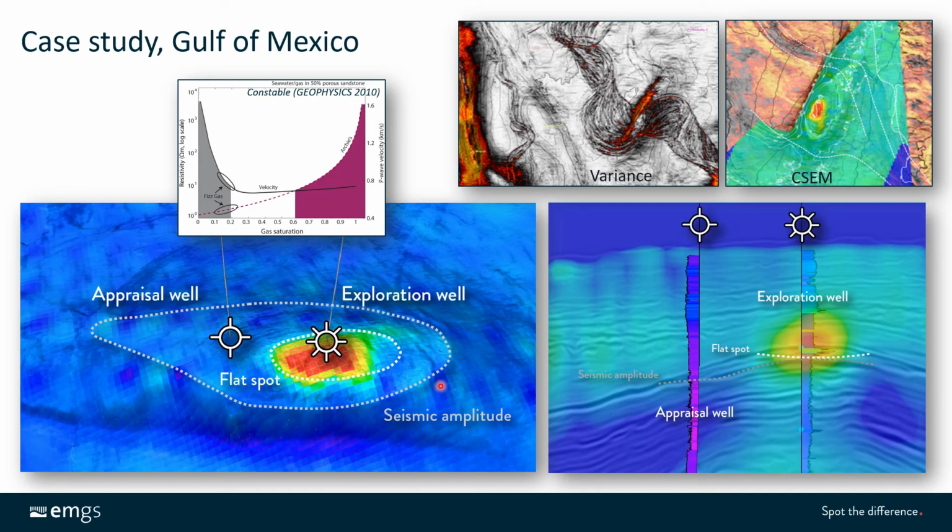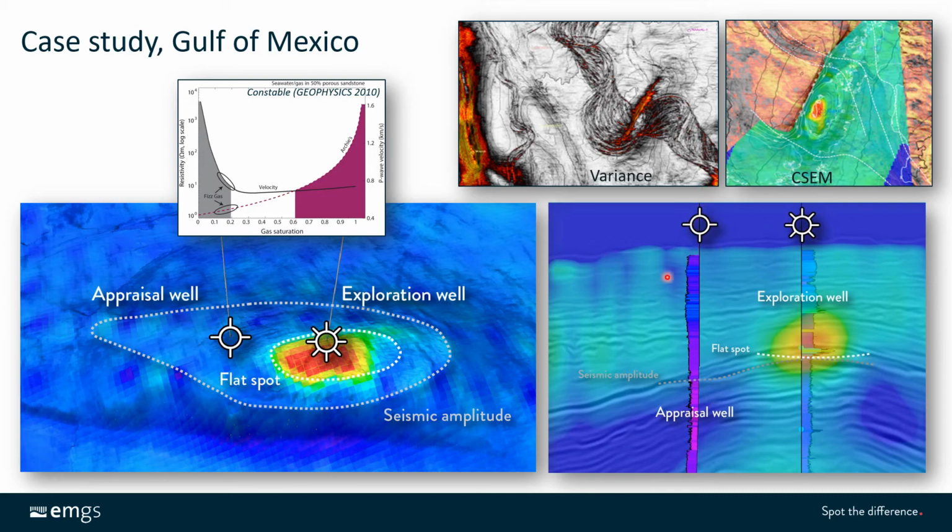So if you look at the right hand side top, you can see two maps. One is the variance map, and the second one is the variance map overlain with the CSEM response. Here you can see that there is a nice response in the seismic and a small response from the CSEM. And below you can see the vertical section of this area. We took a vertical section passing through both the wells.